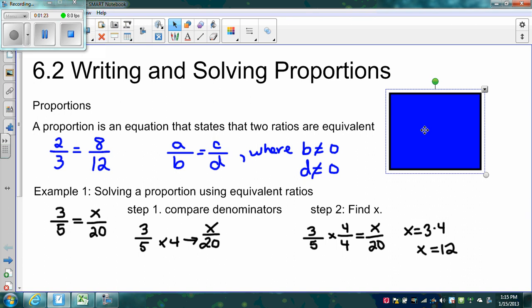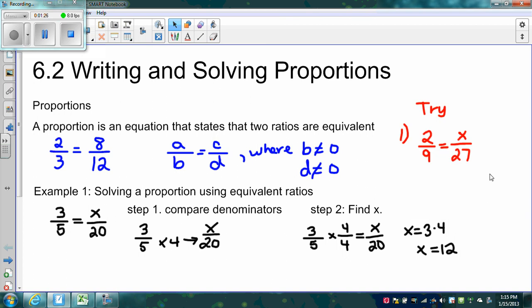You've probably been doing this without being told how to solve proportions in previous chapters when we were using fractions. So I'd like you to try this one on your own. Can you solve for x when you have the equation 2/9 is equal to x/27? Press pause now and give it a try.